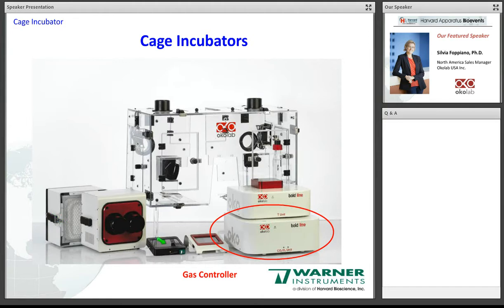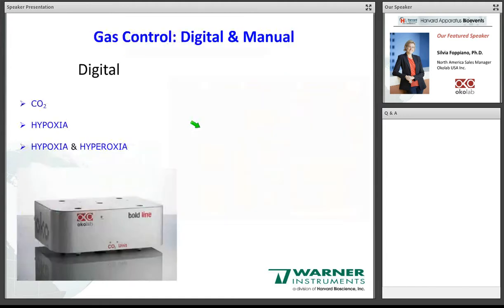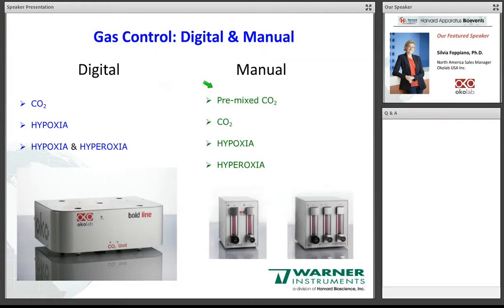Now we can talk briefly about digital controllers. Again, they're stackable, they're compatible with our smart box, operated by our touchscreen interface, and on the screenshot you can see the concentration of your gas and the gas flow. Besides digital controllers, we also have manual controllers. Let's say you want to use a pre-mixed 5% CO2 or a typical 100% CO2 plus air, or hypoxia or hyperoxia. These are floating ball flow meters that are compatible with our cage system.